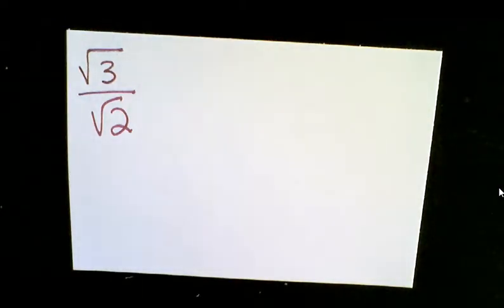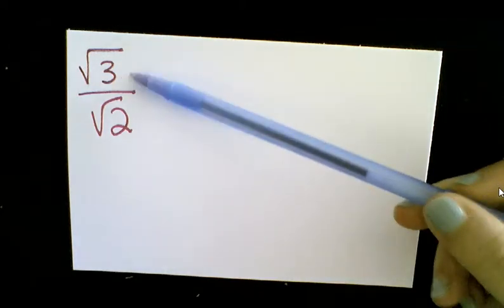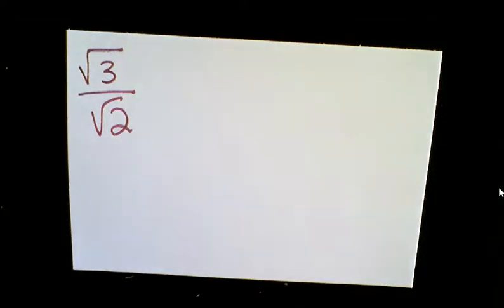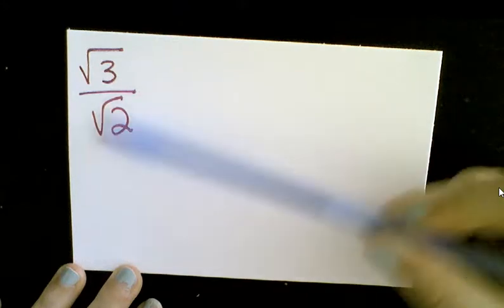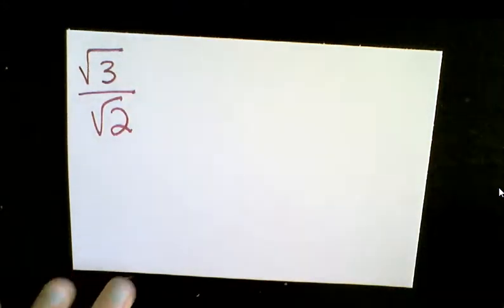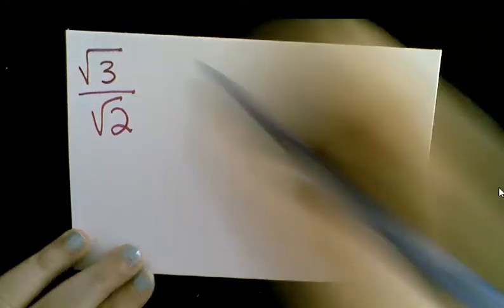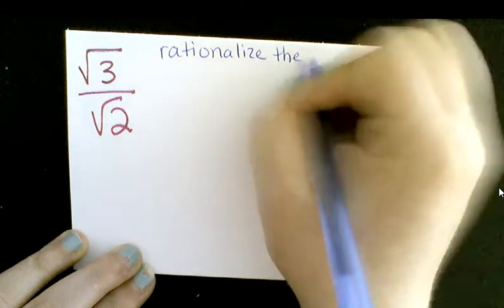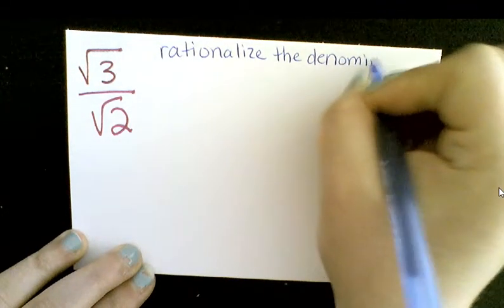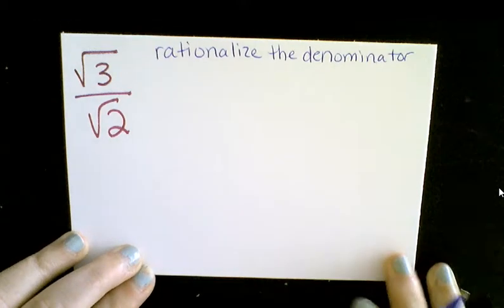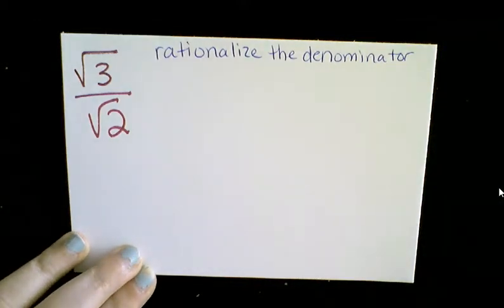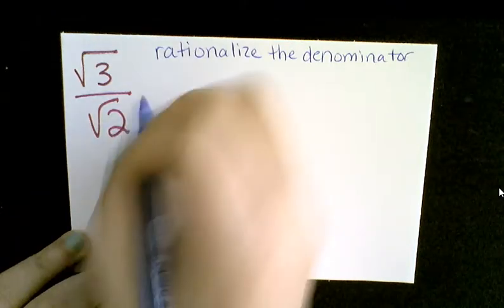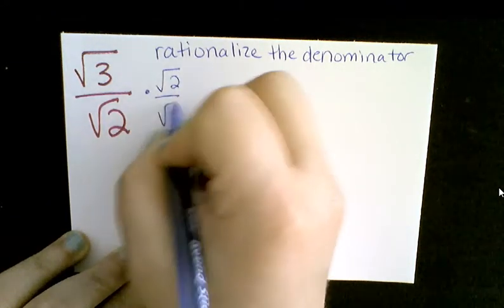Now this example is going to be a little different. We have a radical in the numerator and denominator, but we cannot divide them. And we do not allow a radical to stay in the denominator. This would not be a final answer. So we need to do something called rationalize the denominator. And when we rationalize the denominator, we follow a process which allows us to eliminate the radical in the denominator. And that process is we take whatever the denominator is and multiply the top and bottom by that value.